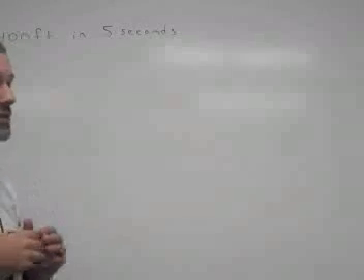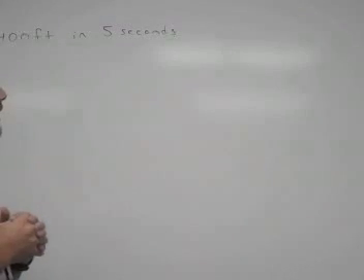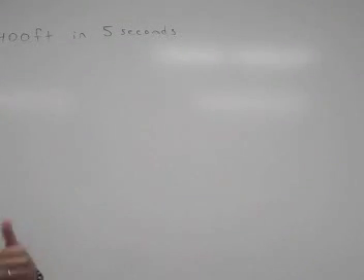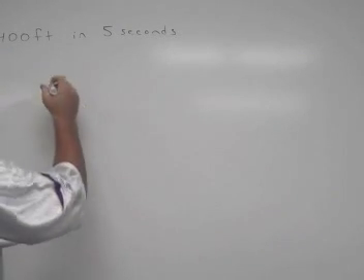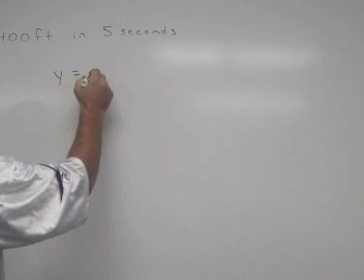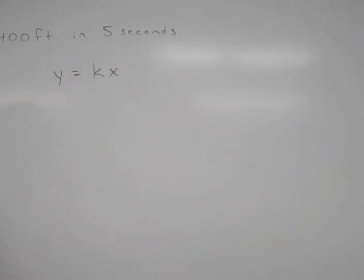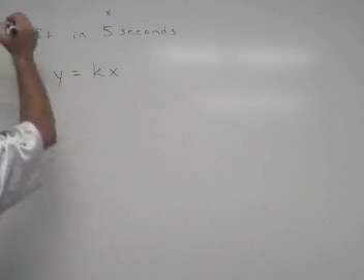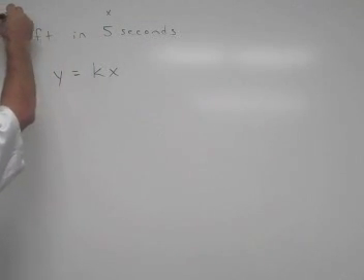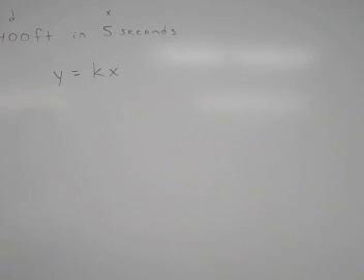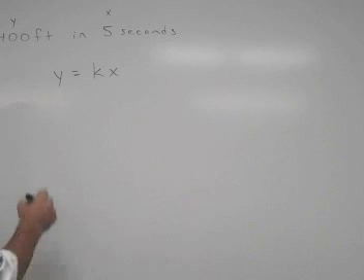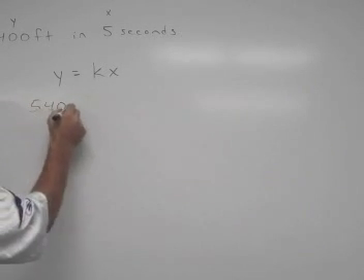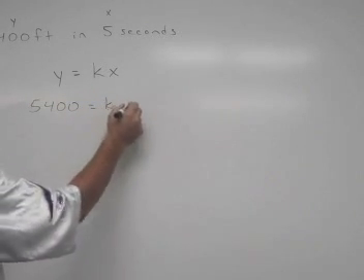In this problem, we're told that the storm is 5,400 feet away, and the lightning gets to us, and then 5 seconds later the thunder gets to us. So what we need to do is find the constant of proportionality. We use our equation for direct variation, y equals k times x. We will let the x be the time, and we will let the distance away be our y value. So we're going to plug that in: 5,400 equals k times 5.